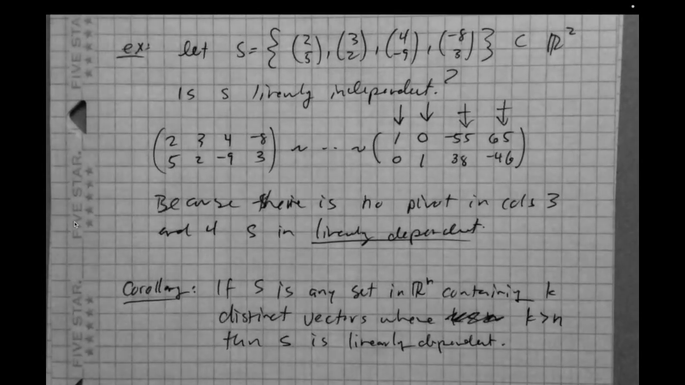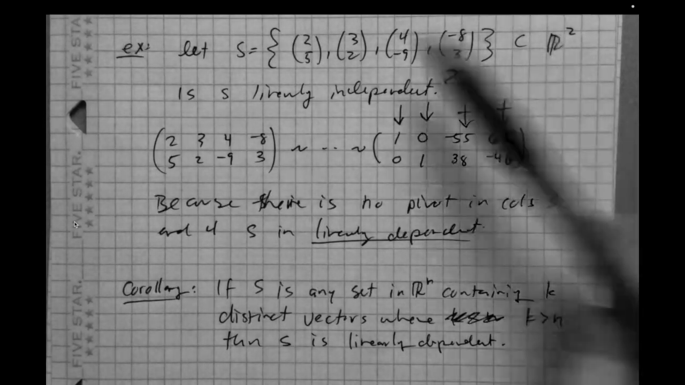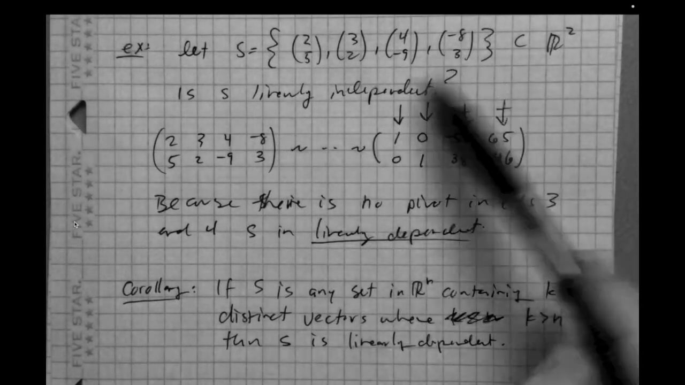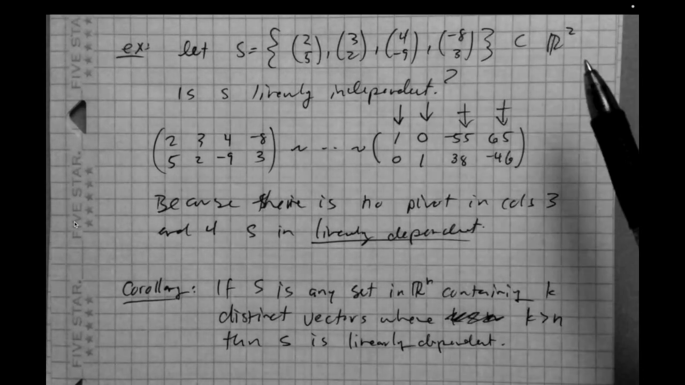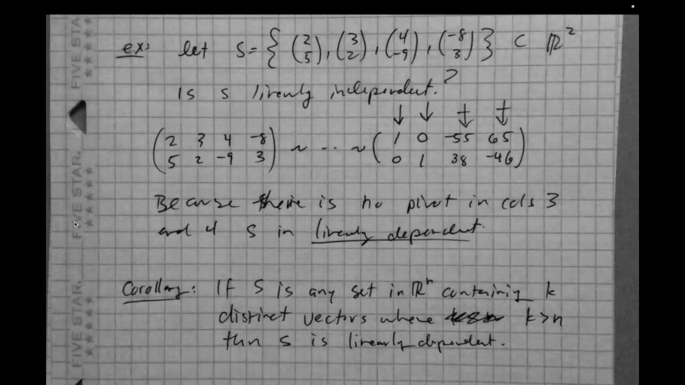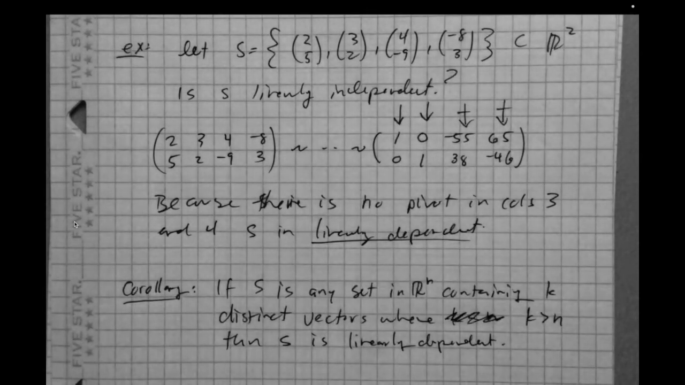So in this previous example, n was 2, k was 4. I had 4 vectors in R2. At most, 2 vectors is what's needed. 2 independent vectors, right? You definitely don't need 4. So at least 2 of these are linear combinations of the others. Okay, all right.